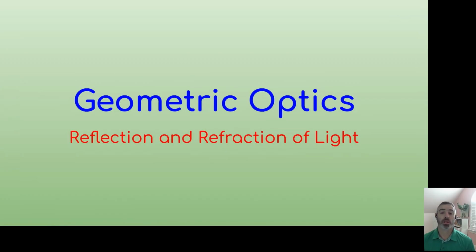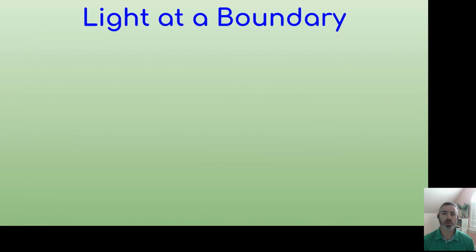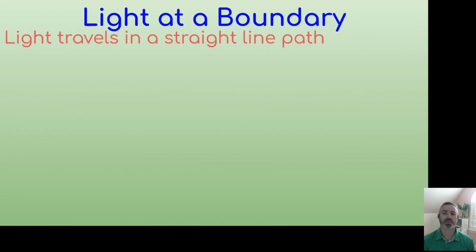In this series of videos, we're going to talk about geometric optics, which is reflection and refraction of light. We're going to talk about reflection of light in this video, which is light interacting at a boundary. So what happens when light hits a boundary? First off, we know light travels in a straight line path until it reaches that boundary.